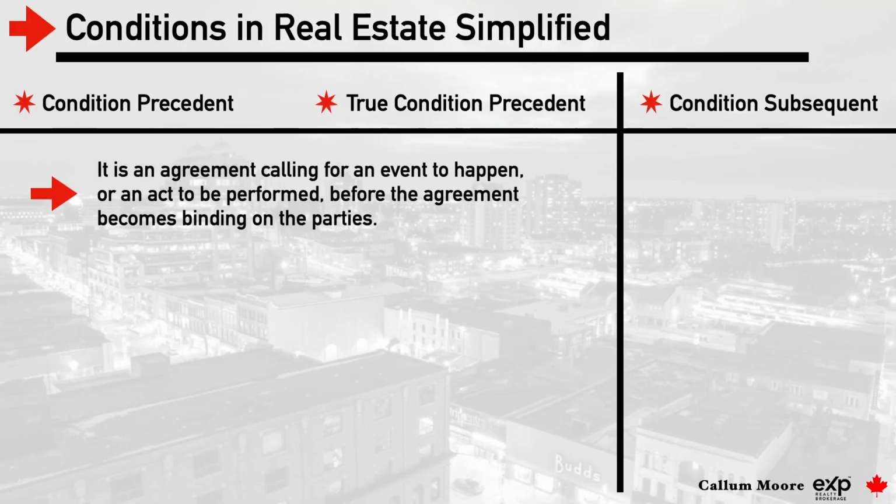It is an agreement calling for an event to happen or an act to be performed before the agreement becomes binding on the parties. Meaning that if the condition is not fulfilled or waived, and keep that in mind, the waived part, because we're going to touch on that again, no binding contract has been formed. The parties must take action to create a binding agreement.